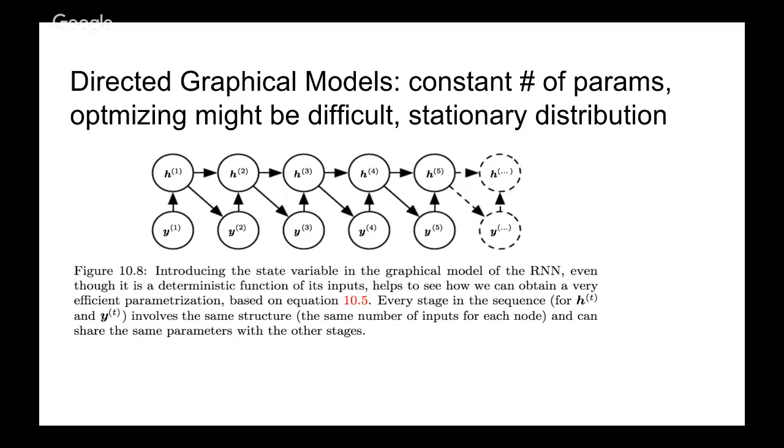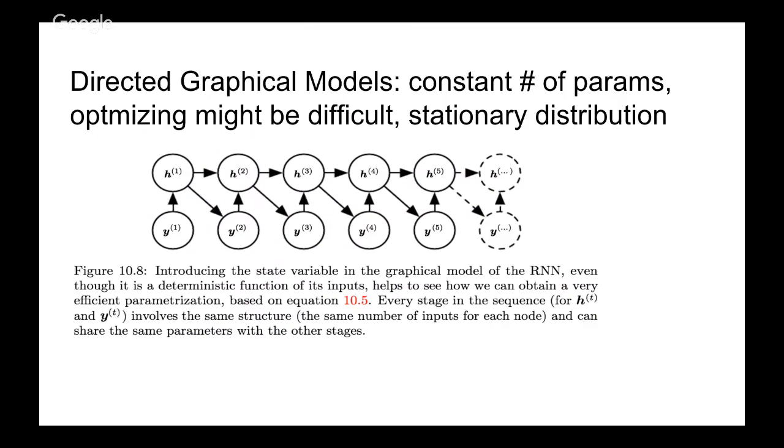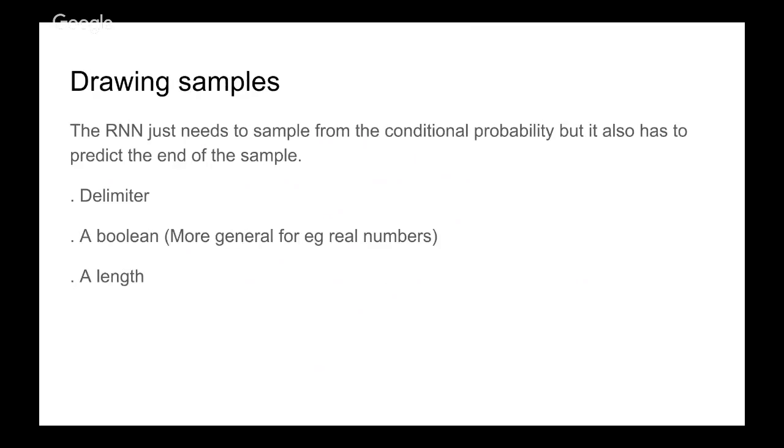Now the book goes into how to draw samples. Once you find the conditional probability of how to get the next output from the current state and inputs, there is another task: how do you signal how large the output is? For example, if you're translating from English to French, when to stop translating?